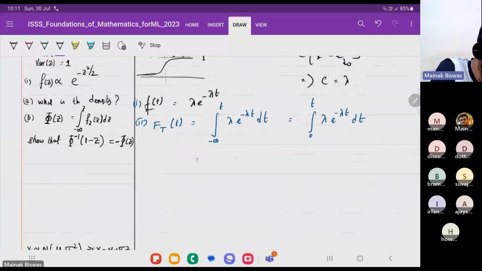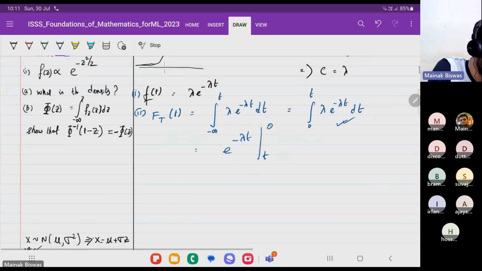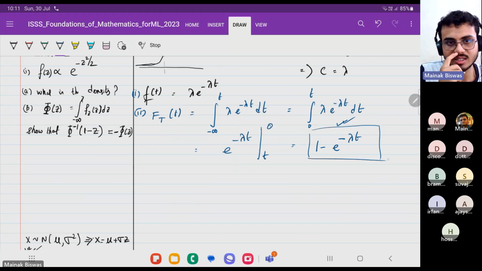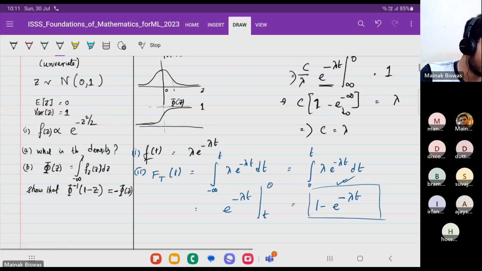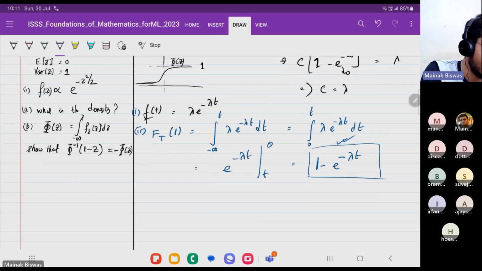So this integral is only this, which is nothing but e to the power minus lambda t from 0 to t. Because it will become negative, I'm inverting the limits. So this is 1 minus e to the power minus lambda t. This is the CDF that I had given you in the transformation of the random variable, right? Yes. Good. As t tends to infinity, this will go to 1.